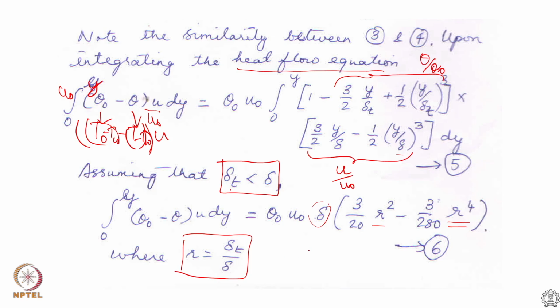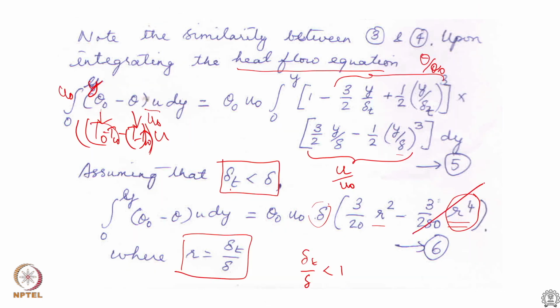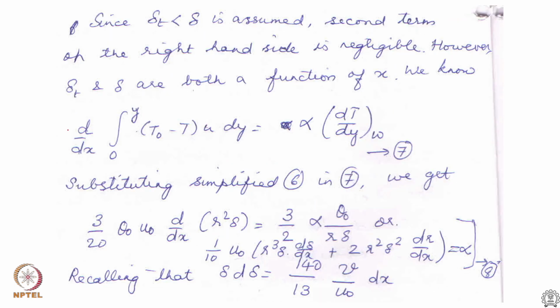So, what you see is that because we have made the assumption of delta t by delta is less than 1, this fourth order term can be neglected. So, we will discuss that, and so this is the equation that we can make use of. So, we are going to neglect this part, on the order of 0. So, in terms of analyzing, we are going to use only this term, 3 by 20 r square, going forward.